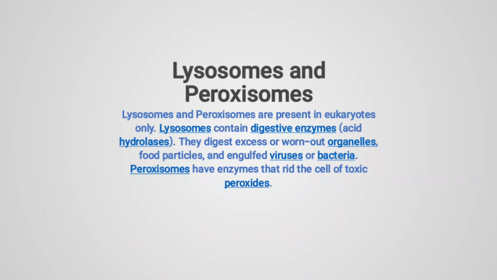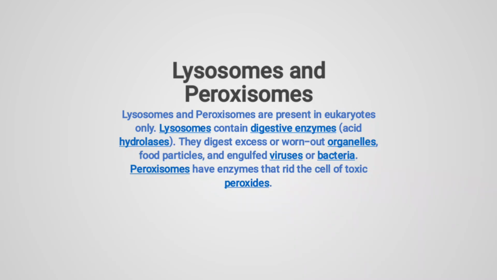So what are lysosomes and peroxisomes? Lysosomes and peroxisomes are present in eukaryotes only. Lysosomes contain digestive enzymes, the acid hydrolases. Lysosomes are basically responsible for digesting food. They digest excess or worn out organelles, food particles, and engulf viruses or bacteria.